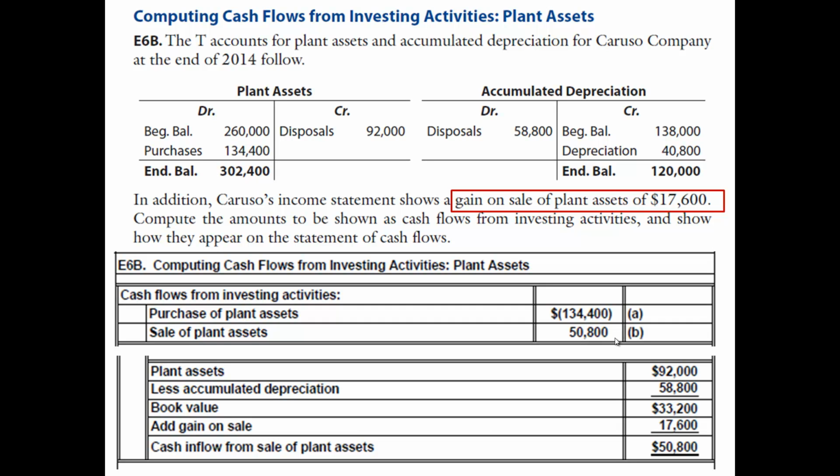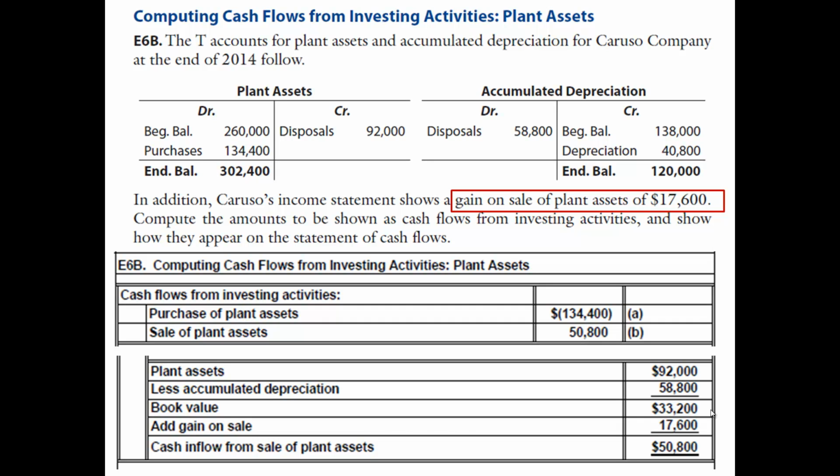The first thing we have to take into consideration is that we have a gain on the sale of a plant asset. So we credited, or decreased, our plant asset by $92,000, but then we had an accumulated depreciation. We've learned in the past that our cost minus the balance of our accumulated depreciation gives us our book value, or our carrying value. So the book value of this plant asset was $33,200.